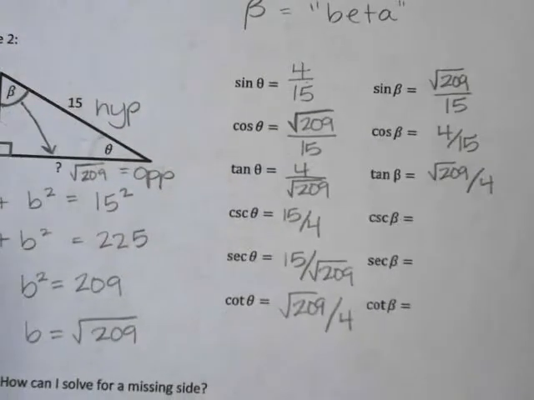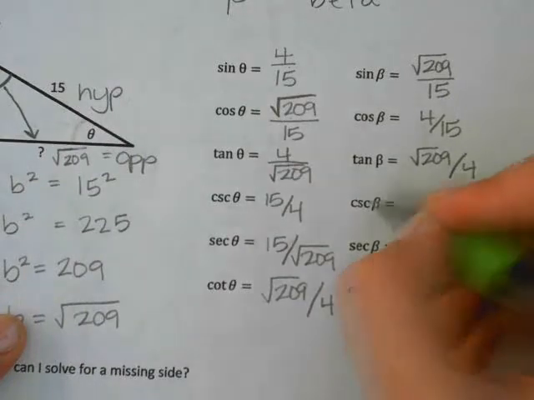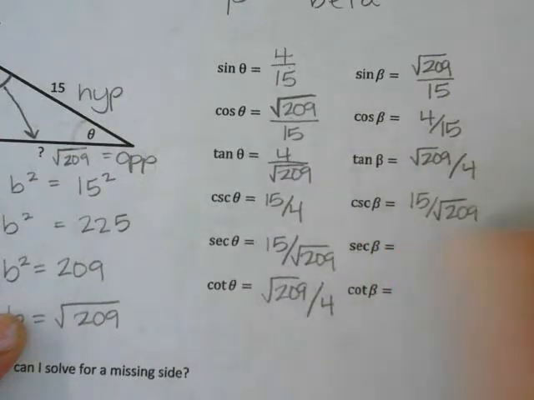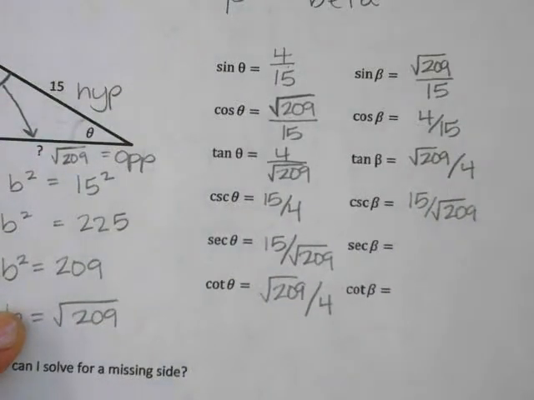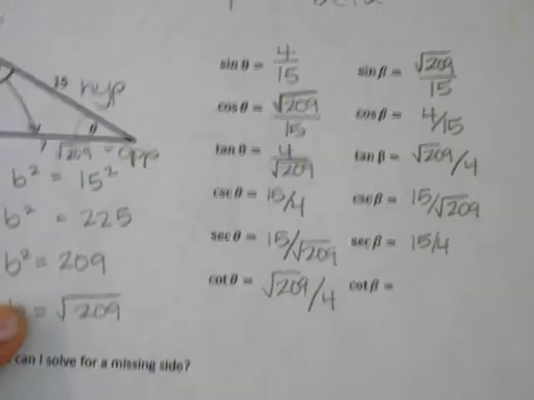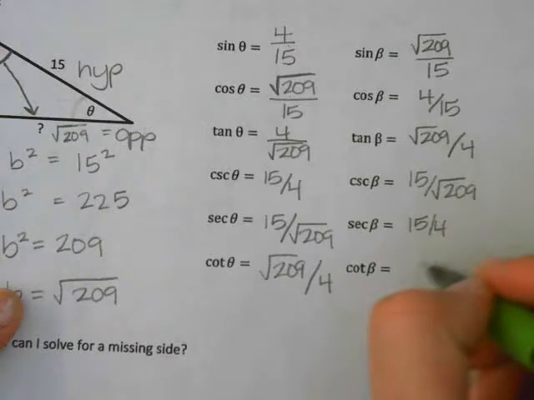And then what do we do for the other 3? Flip, flip, flip. So cosecant, we're going to flip sine. 15 over square root 209. For secant, we're going to flip cos. So 15 over 4. And then for cotangent, we're going to flip tan. So that's 4 over square root 209.